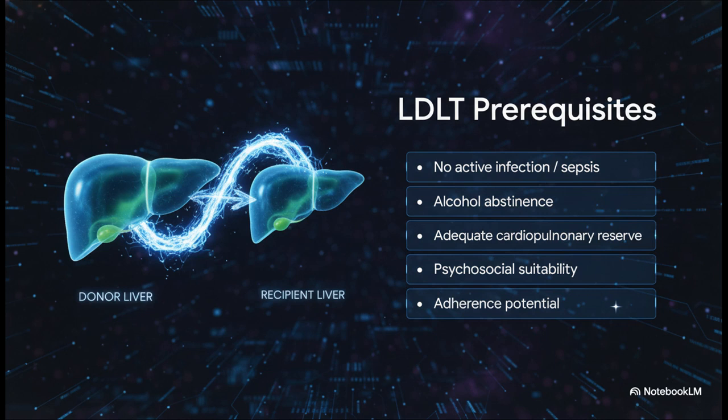Let's move on and see how this builds directly into an incredible option, the living donor liver transplant, or LDLT. This proactive pathway drastically reduces waitlist mortality and is especially useful for patients who might have a lower MELD score but remain highly symptomatic. To qualify, though, a patient has to meet strict prerequisites: no active infection or sepsis, documented alcohol abstinence, adequate cardiopulmonary reserve, psychosocial suitability, and a high potential for adherence. With careful donor selection and high-volume center expertise, LDLT offers a viable bypass to the brutal arithmetic of the transplant waitlist.